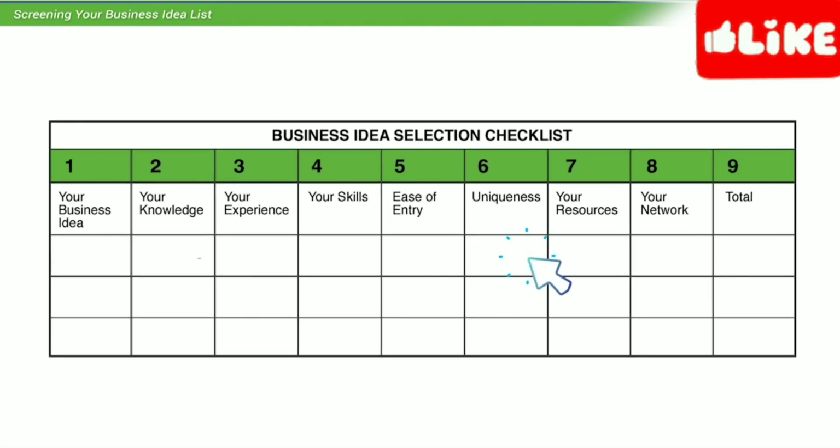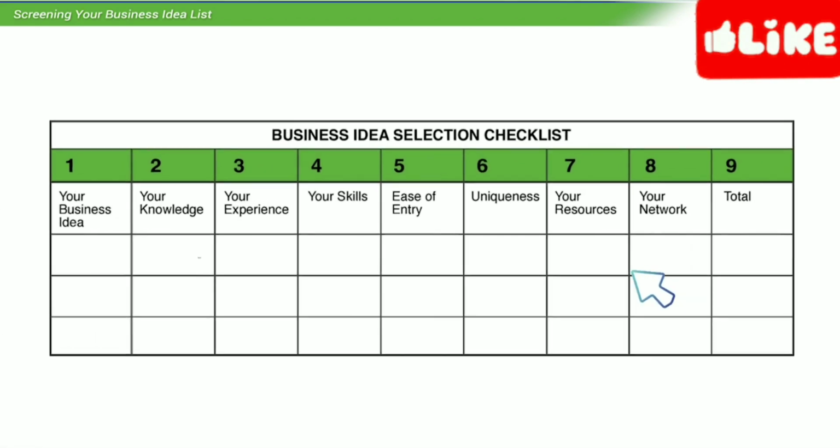Column 6 is for the uniqueness of your business idea. This pertains to how different your product or service, business approach, or customer service is compared to the other existing businesses in the field. Indicate 0 if the product or service is widely available. 1 if there are few to several other businesses offering the same product or service. 2 if about one or two other businesses offer the same product or service. And 3 if no other business is providing your product or service.